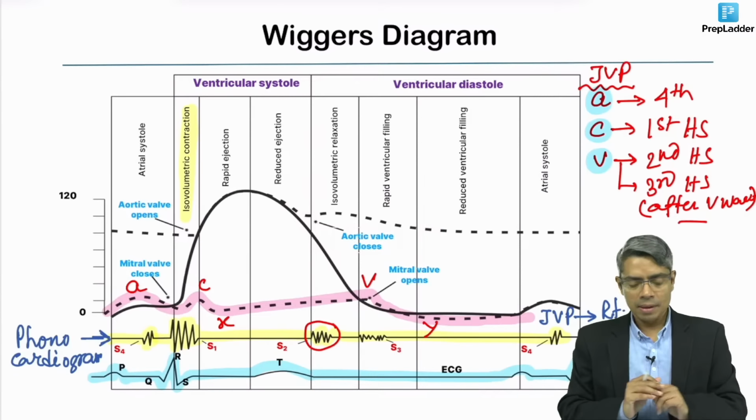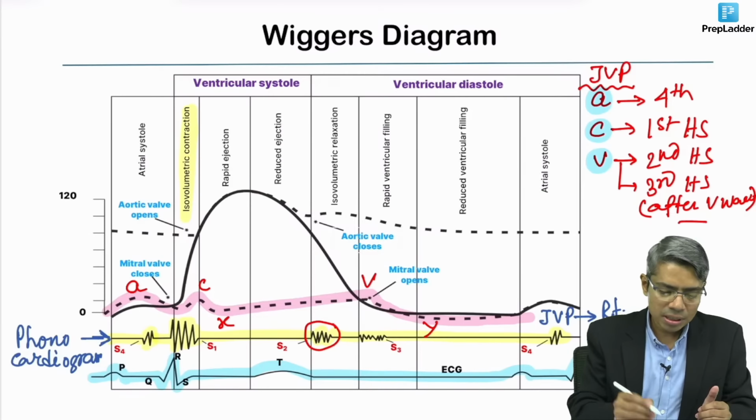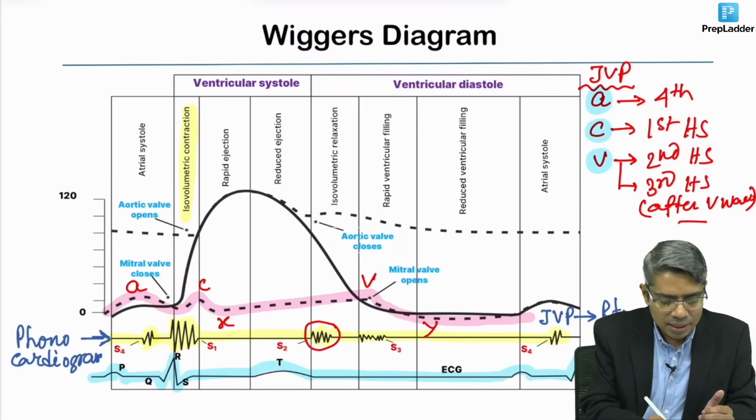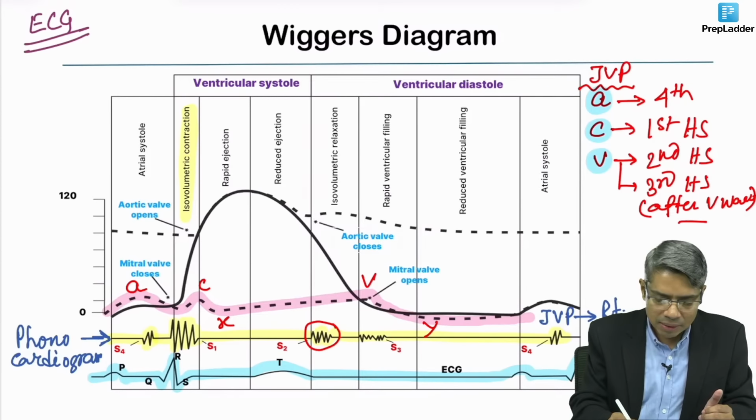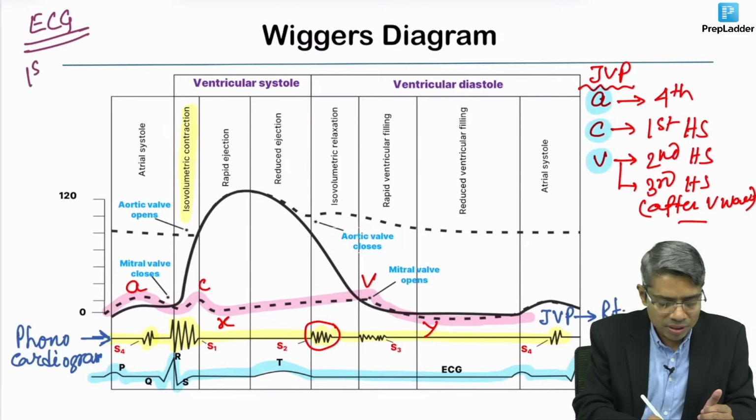Remember? Okay. Now, coming to the ECG and heart sound. Which ECG wave corresponds with which heart sound? So, I am writing here ECG. Okay. So, look at here, the first heart sound, this is the first sound I told you. It is corresponding with which wave in the ECG? The R wave. So, the first heart sound corresponds with the R wave in the ECG.